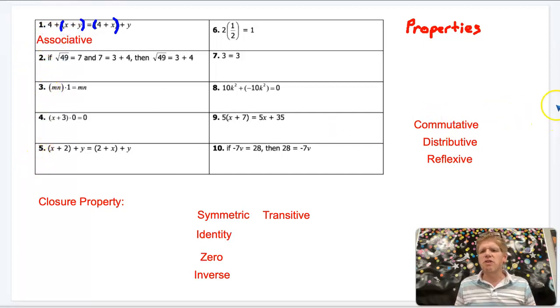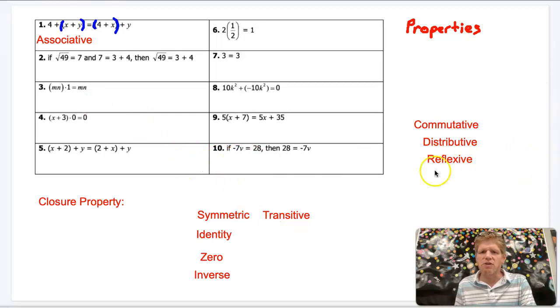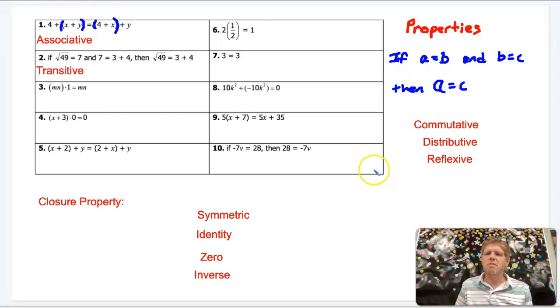Now if we look down at number two, this is a very specific kind of property. It is called the transitive property. I'm going to give you an example of that real quick to explain what that is. The transitive property may be the most complicated one, but it's fairly easy. The transitive property says this: if A is equal to B and B is equal to C, then A is equal to C.